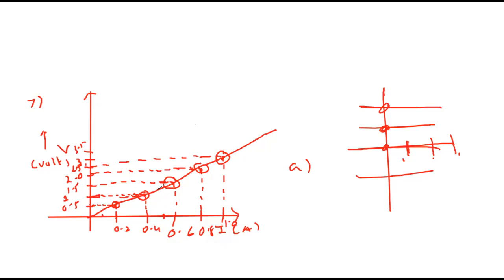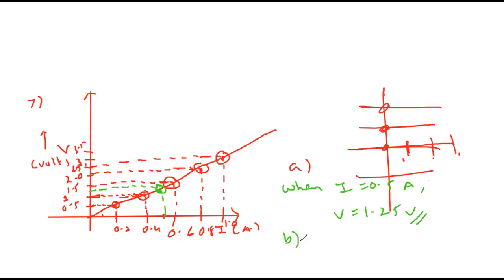So this is 0.5. This will be my coordinate. Current is 0.5 ampere. Voltage will be between 1 and 1.5. That means 1.25. So when I equals 0.5 ampere, V equals 1.25.